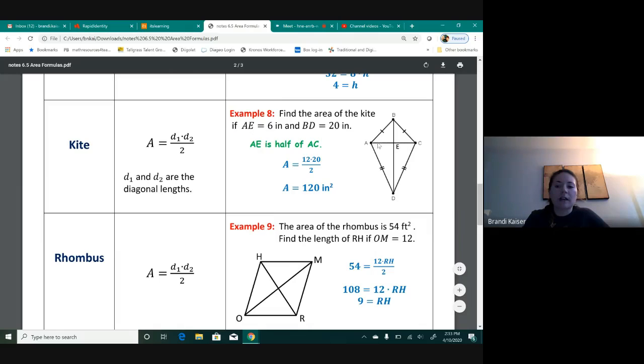So if AE is 6, that means the other side is 6, and that means this whole diagonal has to be 12. Okay, so I'm going to use that for diagonal 1. And then BD is 20, so B all the way to D, they gave us that measurement and said it's 20, so I use that for D2. I multiply those two together, that should be 240, and then I divide by 2. My area should be 120 inches squared. Okay, so pretty straightforward.